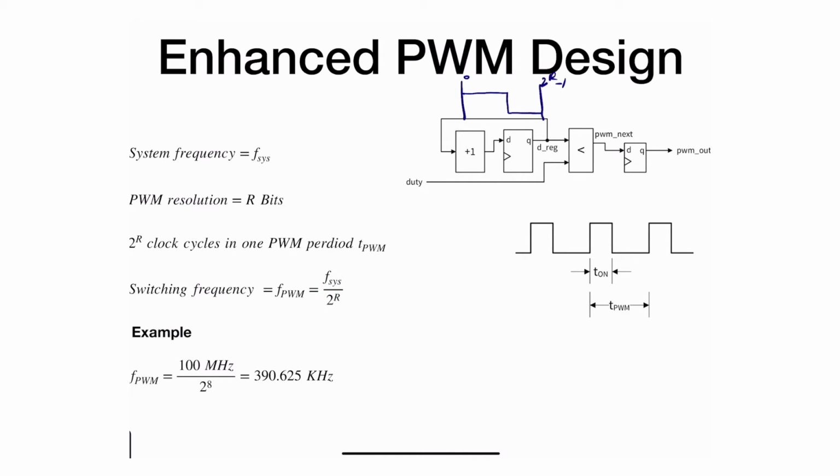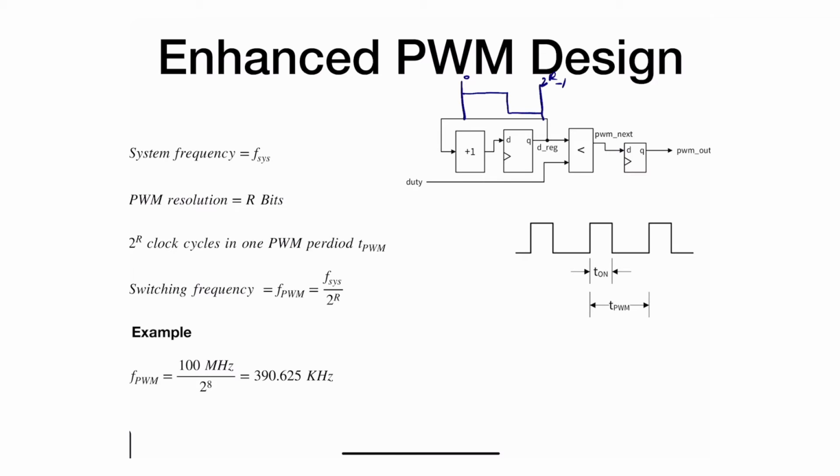So in our example, we're operating at 100 megahertz. Let's assume that we decided that the resolution is 8-bit. That means the pulse width modulation signal I'm generating using this particular design is set to 390 kilohertz. Again, if you take a look at this equation, the only way for you to change that pulse width modulation frequency is by changing either the system frequency, which generally you can't, or the resolution. But if you're changing the resolution, you're also changing the duty cycle resolution and everything.